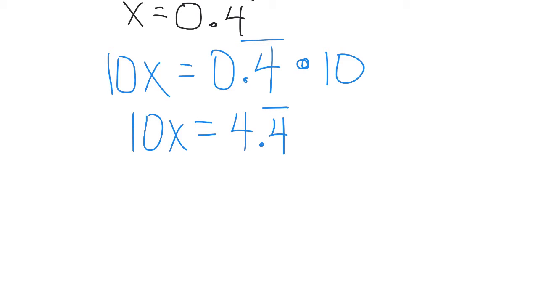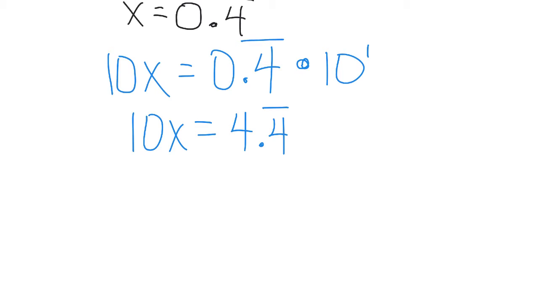Every time we multiply by a power of 10, it is going to move the decimal to the right the same number of places as the power of your 10. So since this is 10 to the power of 1, my decimal moved one place to the right, giving me 4.4 repeated. Our next step is going to be getting rid of the repeated decimal.